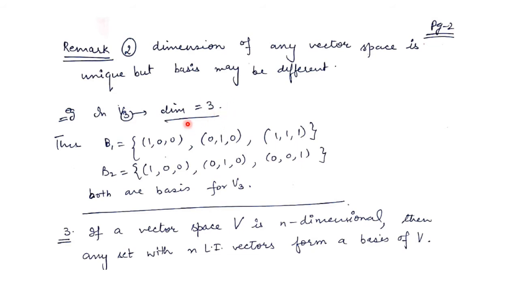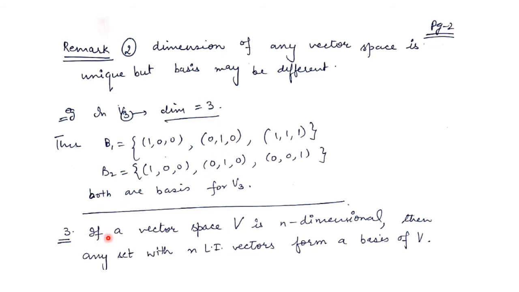So this point is clear. The dimension of any vector space is unique, but bases may be different, right? Here B1 and B2 both are bases of V3. It means a basis is not fixed, a basis is not unique, but the number of elements in each basis is 3.